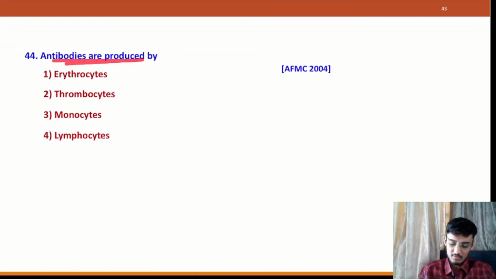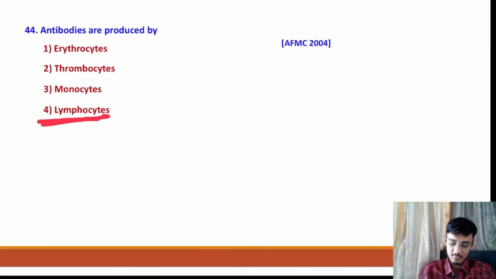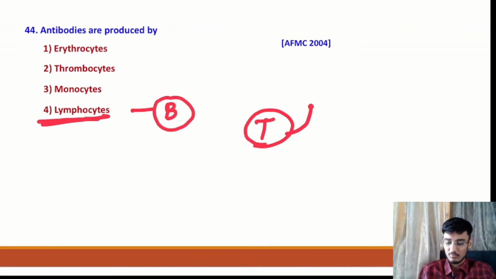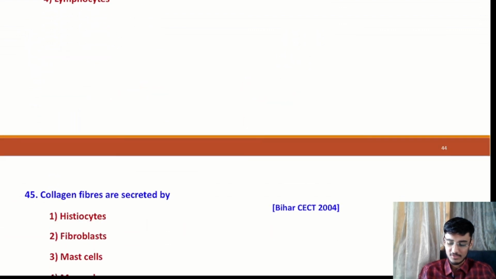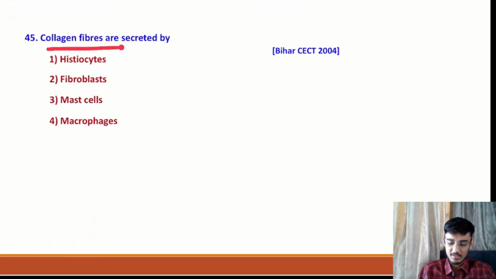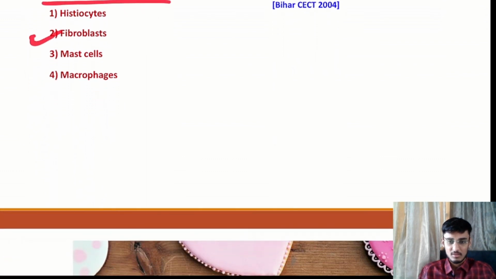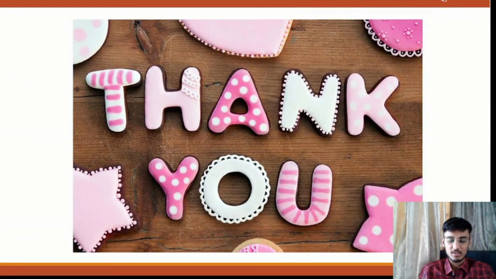Antibodies are produced by lymphocytes, because B lymphocytes produce the antibody, and T lymphocytes help to produce the antibody, which is why they are called T helper cells. And collagen fibers are secreted by fibroblasts. These are all your fundamental questions of the zoology part 1. We will see the next MCQs in part 2.